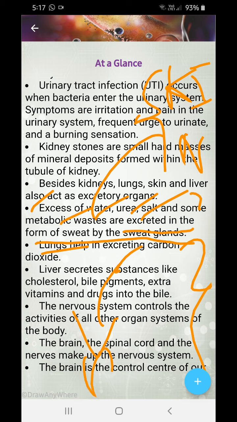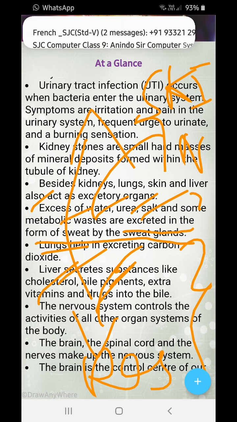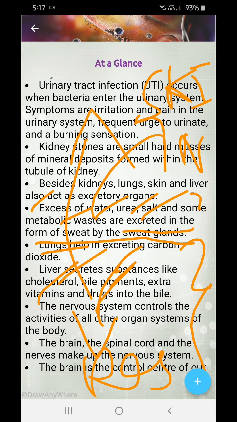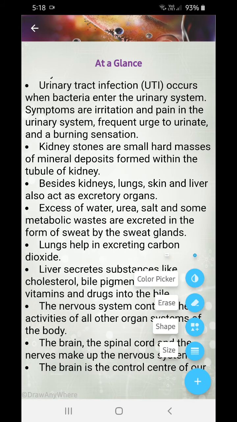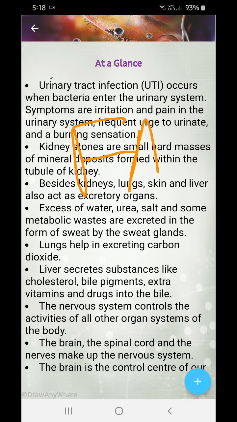Respiration. Next, the liver secretes substances like cholesterol, bile pigments, extra vitamins and drugs into the bile. Suppose we are taking medicine, the excess of medicine is gone because of the liver. So when extra bile pigments are added, we have a disease known as fatty liver.